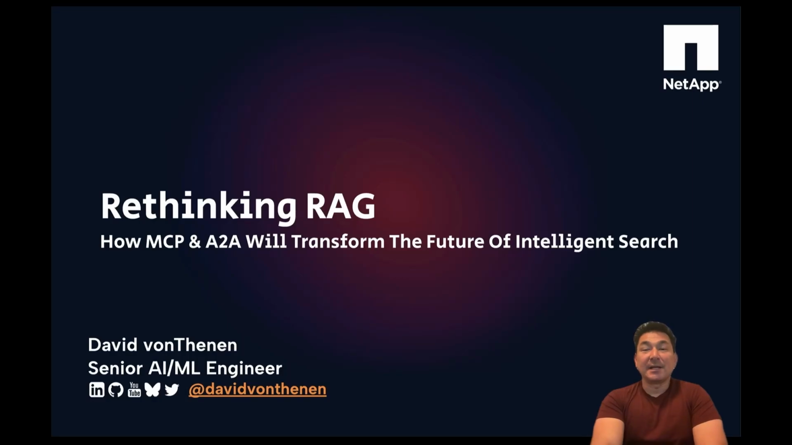So today we're going to talk about Agent-to-Agent Protocol and MCP, and how combining these two technologies will transform intelligent search. This session is focused on rethinking how we should approach RAG agents with all of the capabilities that we have with MCP and Agent-to-Agent.